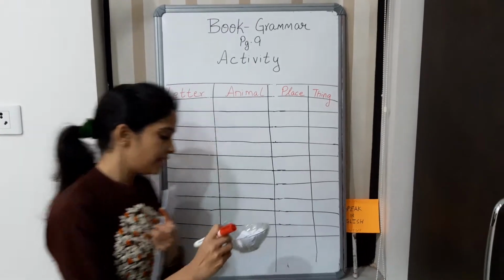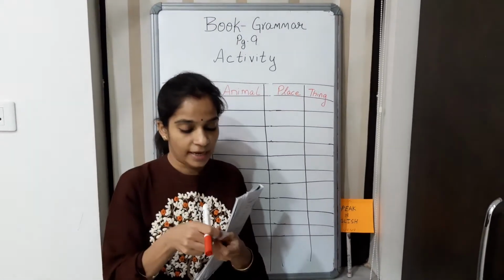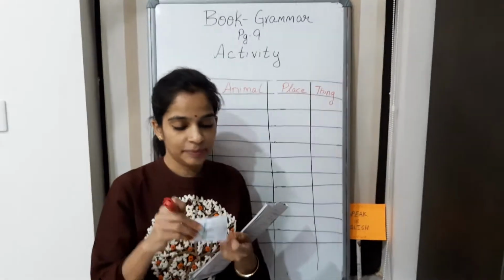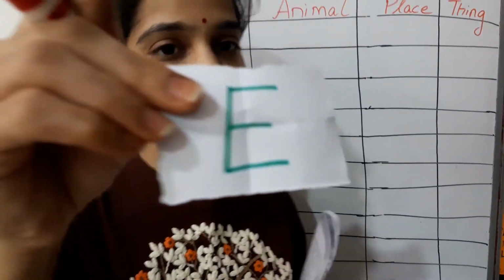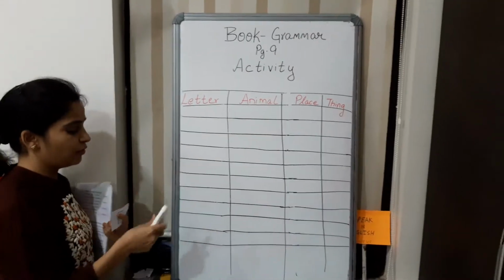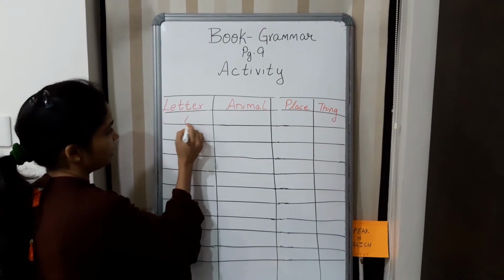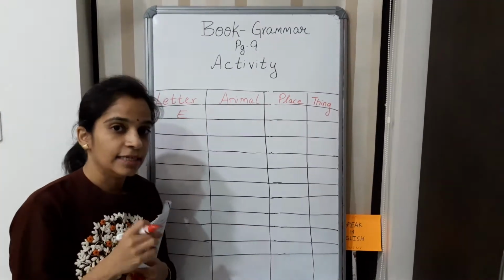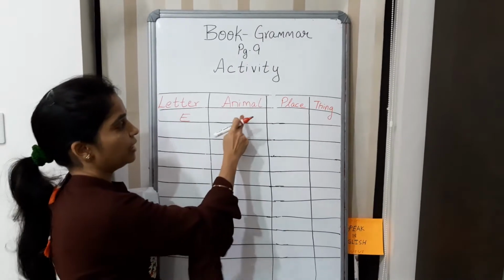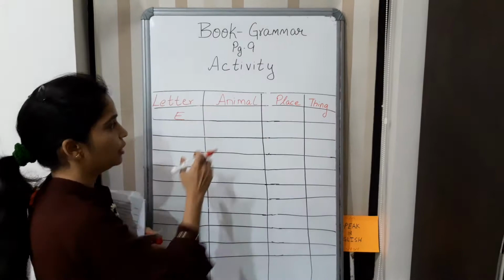Now from this, let me see which letter is coming out. This. And it is E. Now here, what you have to do, I hope you are following this rule. This letter is E. I am going to write the letter E. Now you can pause the video and fill animal from E, place from E and thing from E.